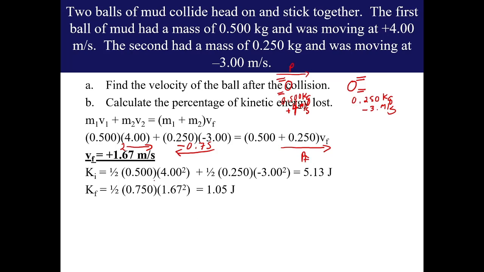Now, afterwards, they've stuck together. So their total mass is 0.5 plus 0.25. That's where the 0.75 is coming from. And just like we saw with the cars, it looks like we lost some kinetic energy. It looks like we lost quite a bit.